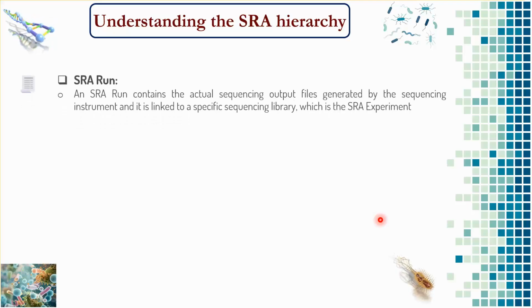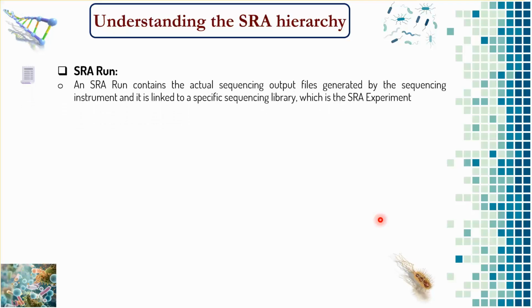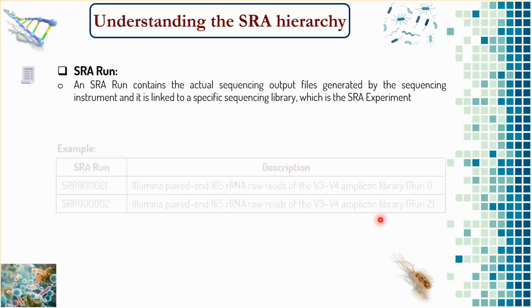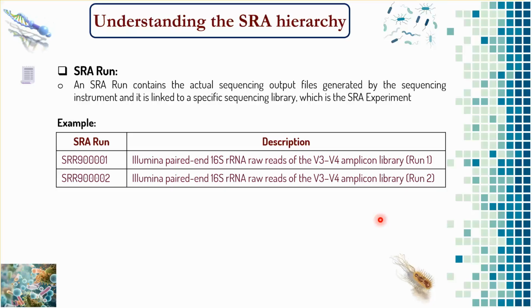Now let's move to SRA run. An SRA run contains the actual sequencing output files generated by the sequencing instrument, and it is linked to a specific sequencing library, which is the SRA experiment. For example, these SRA run accessions correspond to the actual sequencing read files, usually in FASTQ format.